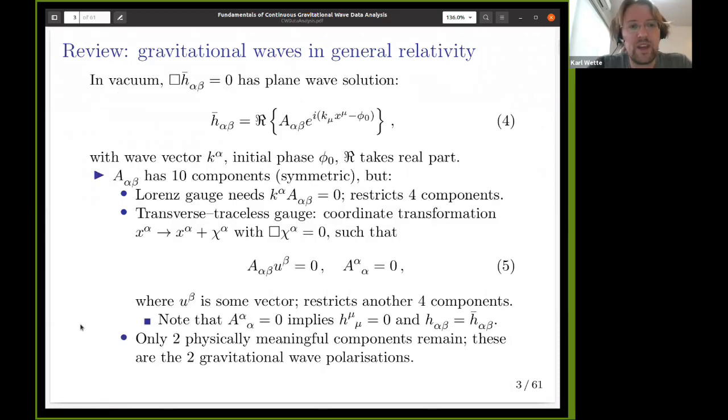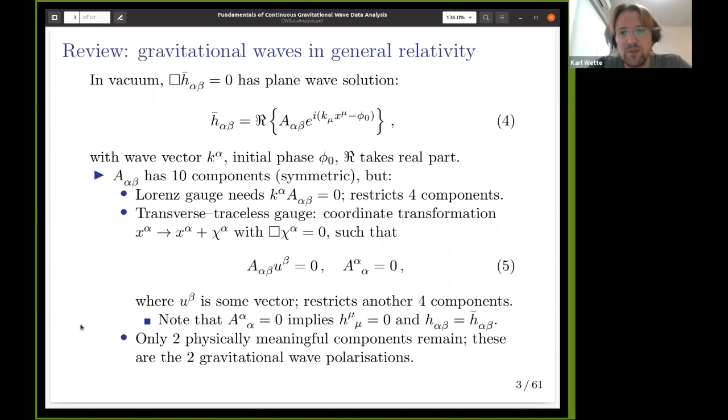So in vacuum, we just set the right-hand side to 0, and we have a usual plane wave solution, given in equation 4. We write this in terms of this matrix A, which has 10 components, which are our amplitudes of our gravitational wave, and then we have the usual oscillatory term, which is kx with some initial phase phi 0.